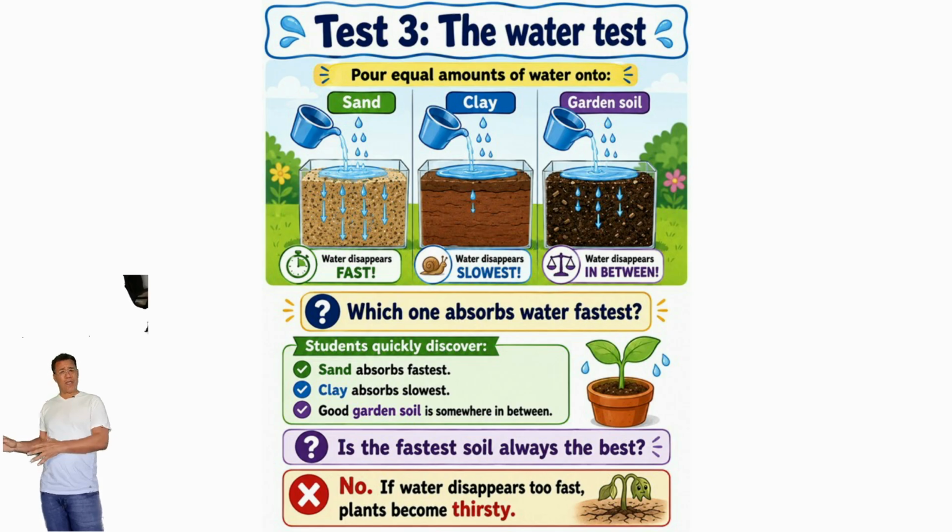If water comes out fast, that means the flower or the plant or the tree will not get a chance to drink that water. It will be thirsty, that's what you can say.